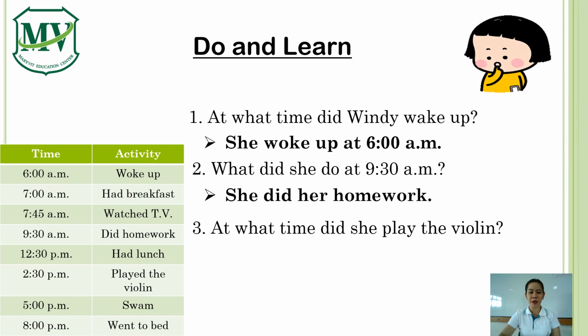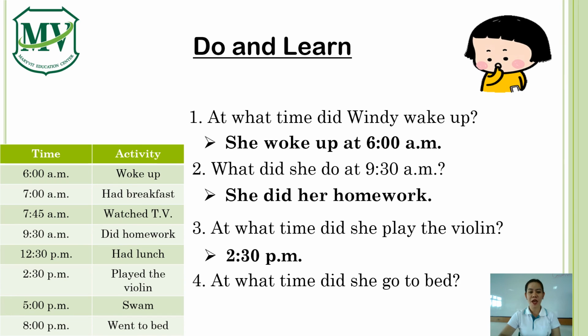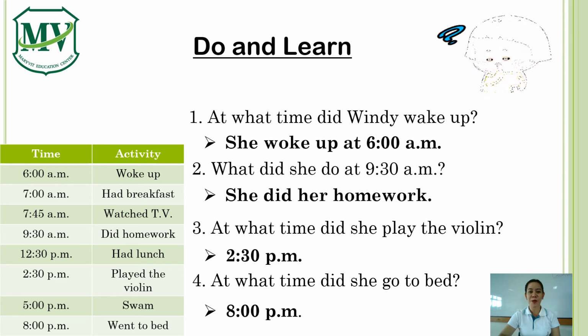Question number 3. At what time did she play the violin? She played the violin at 2:30 p.m. And for the last question, at what time did she go to bed? Very good. She went to bed at 8 p.m.